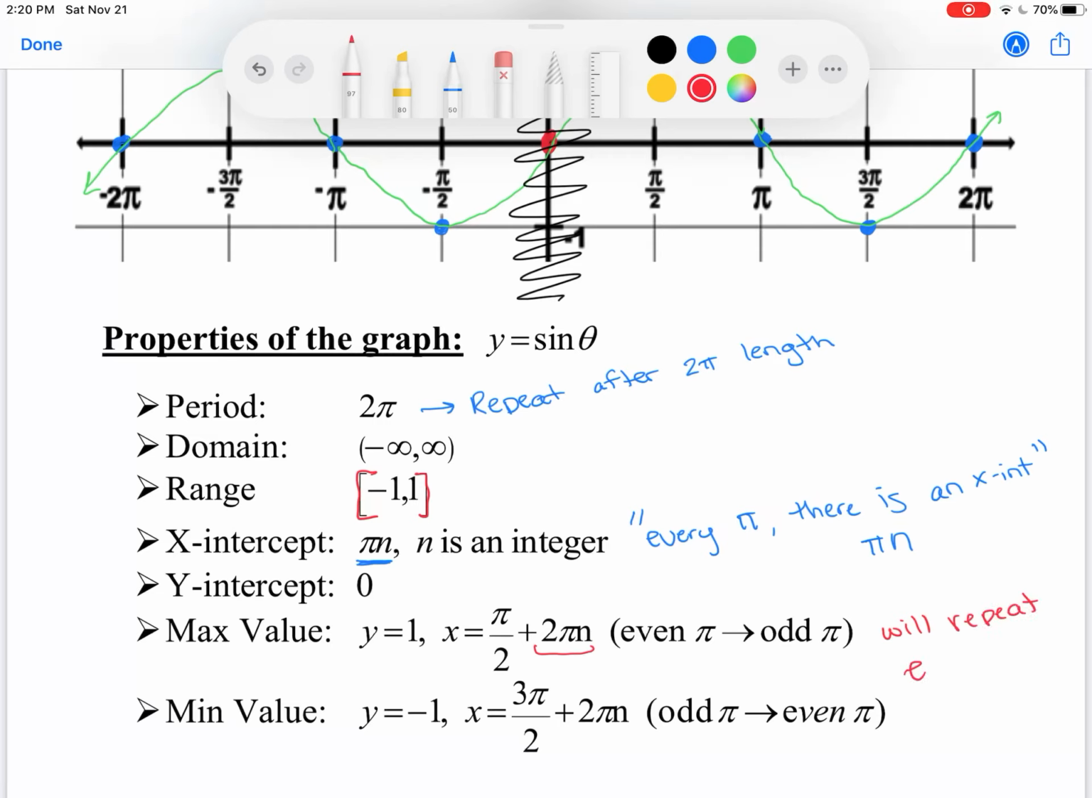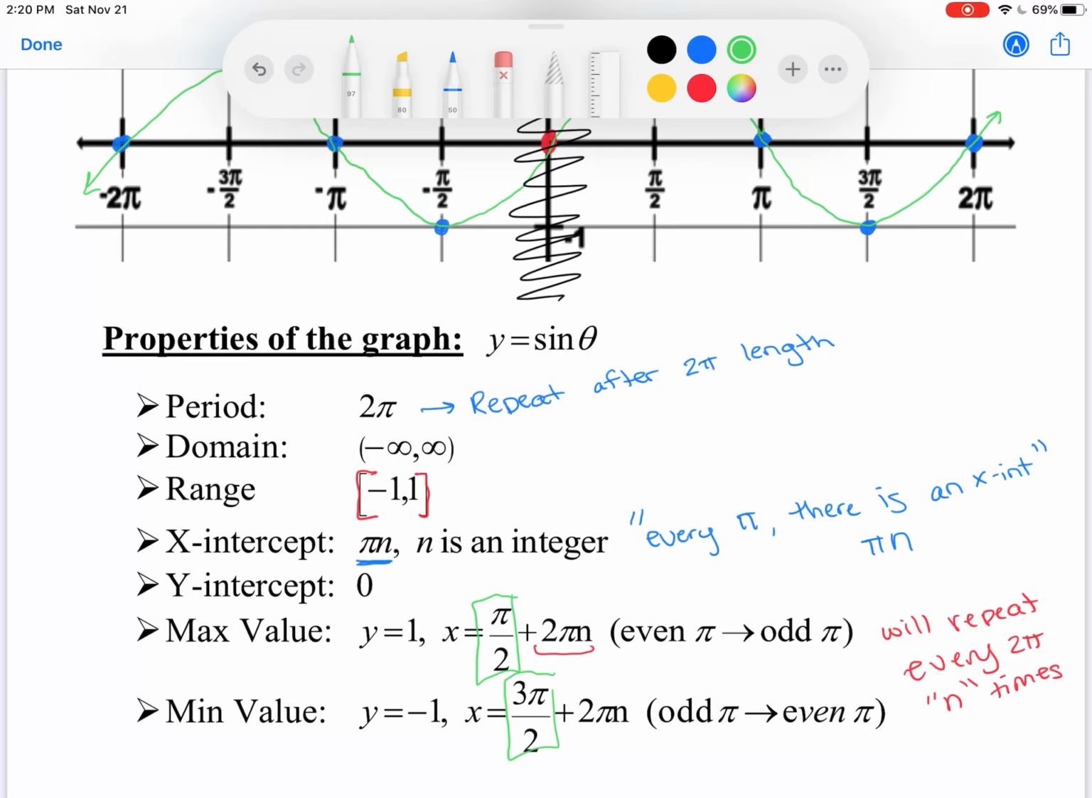And for right now, when it says even pi, odd pi, just ignore that for now. It will come up later on. But for right now, what I want you to pay attention to is that this 2 pi n is telling you that it's going to repeat every 2 pi, n times. We don't know how many times it's going to repeat because there's infinitely many times it's going to occur. So we're going to throw an n on that to signal that that is every n times.